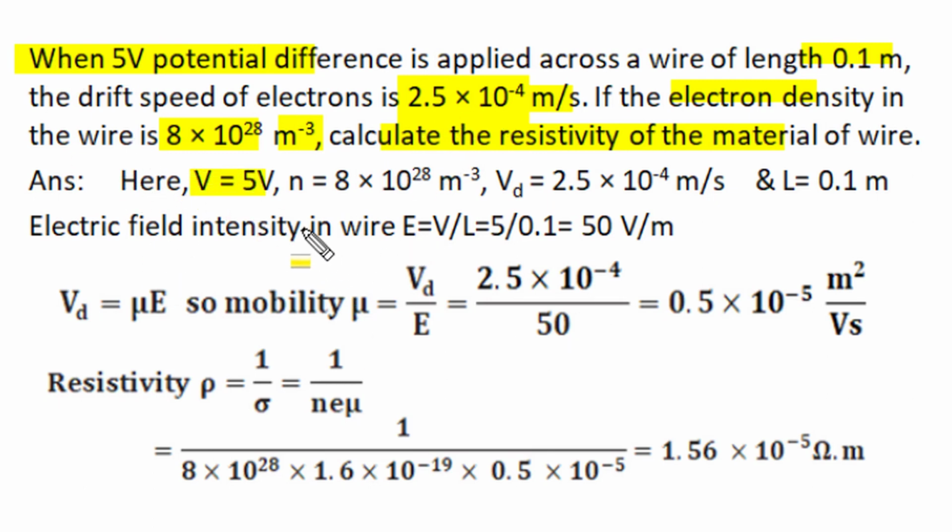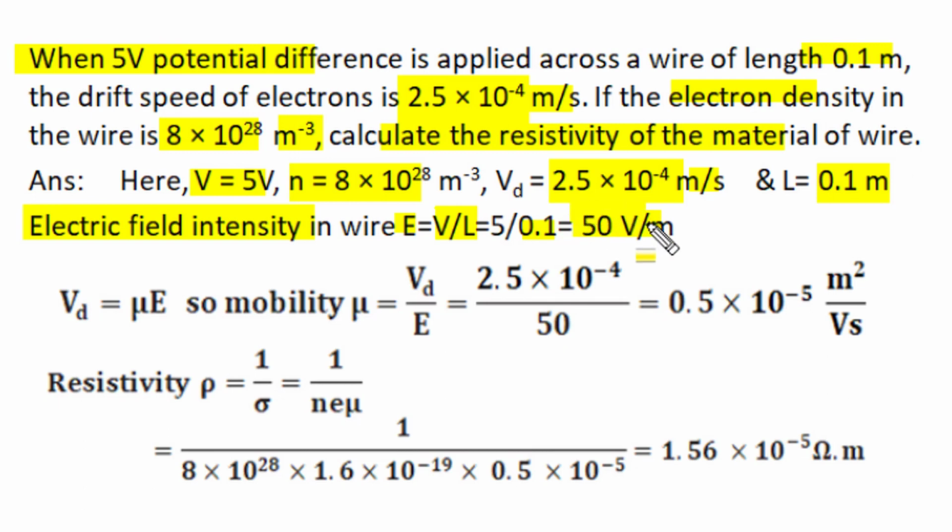Applied voltage is 5 volt, number of electrons per unit volume is 8 × 10^28, drift velocity is given as 2.5 × 10^-4 meter per second, and length of conductor is 0.1 meter. From applied voltage and length we can find the electric field intensity produced by the source voltage in the conductor, which is the voltage gradient, or voltage per unit length. When 5 volt is divided by 0.1 meter, we get electric field strength as 50 volt per meter.